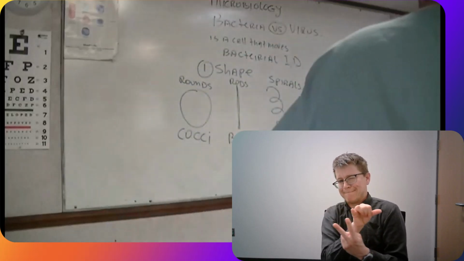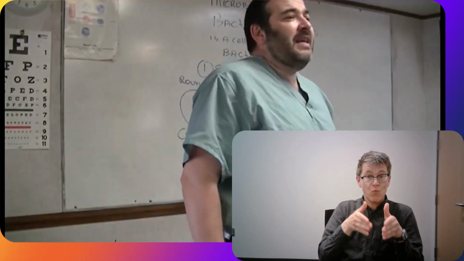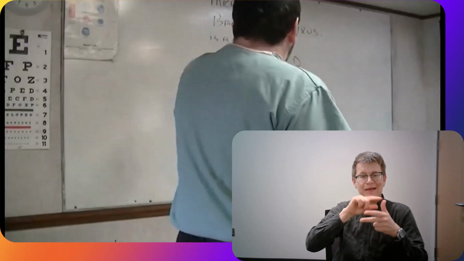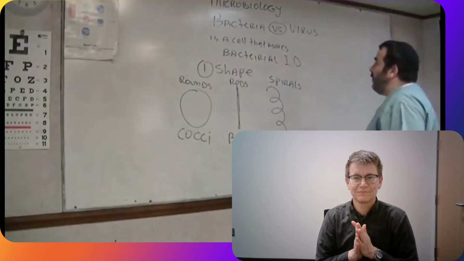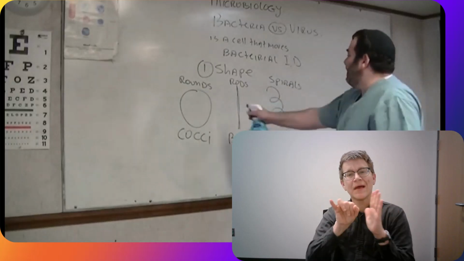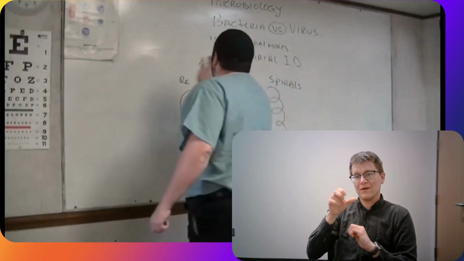Okay? So, by shape. The other method of identifying bacteria is by its oxygen use. All right? Can I erase this? Yes. So first was shape, and second is oxygen use. I gotta get a new board.